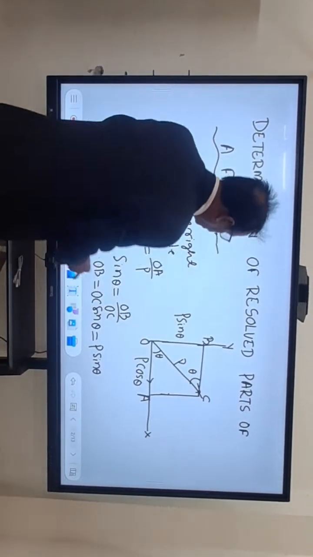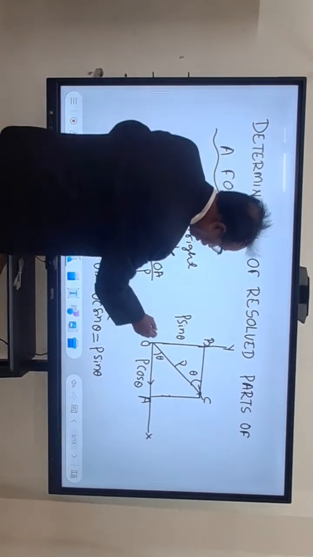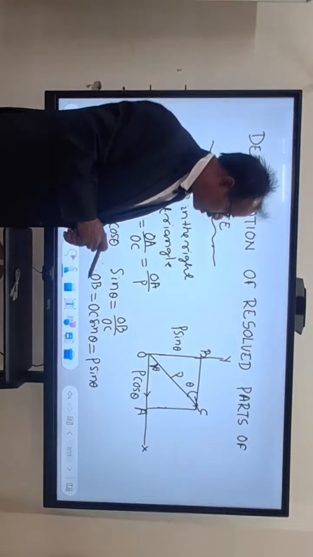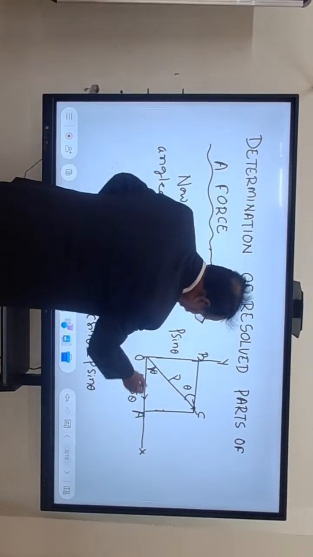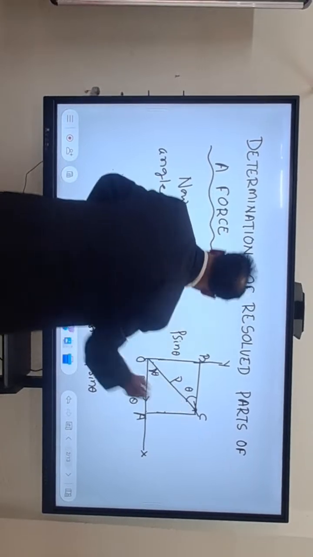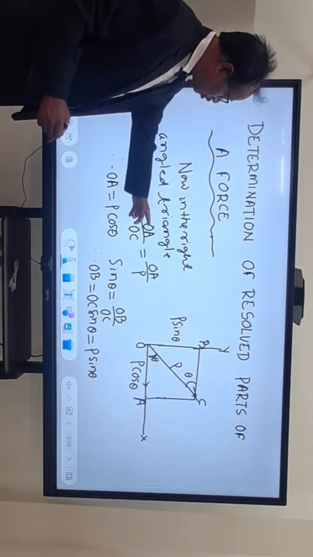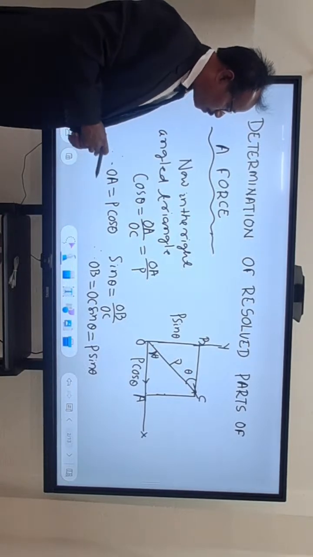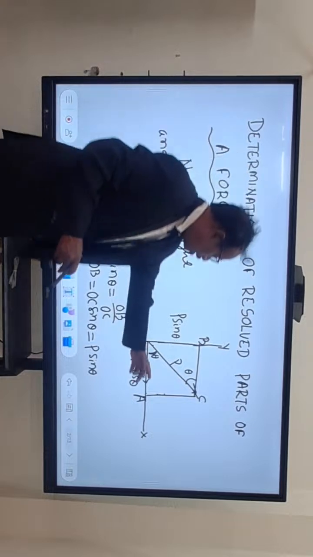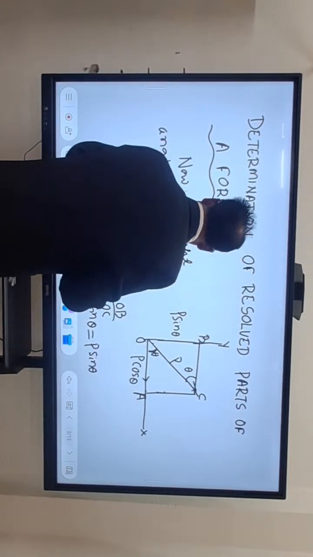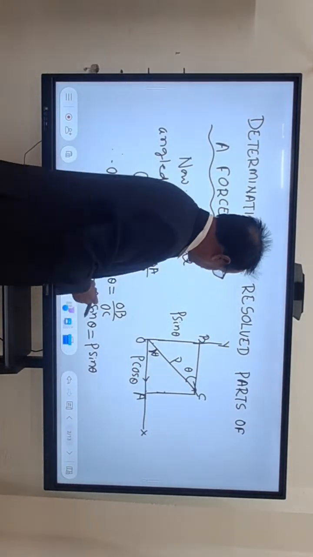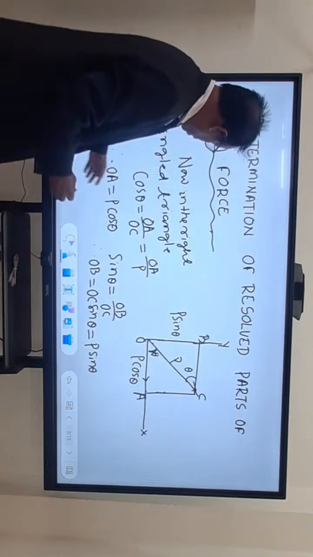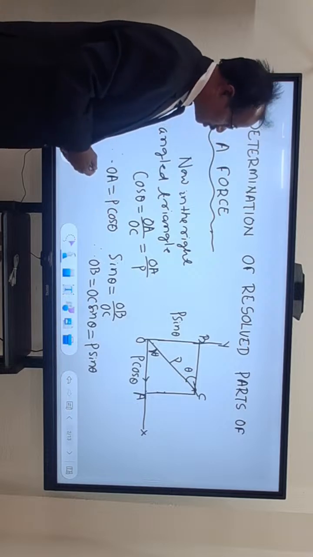In the right angle triangle OAC, cos theta, you know that cos theta is equal to B by H. Here cos theta is equal to OA by OC is equal to OA by P. The force along the x axis, that is P cos theta, or OA is equal to P cos theta.